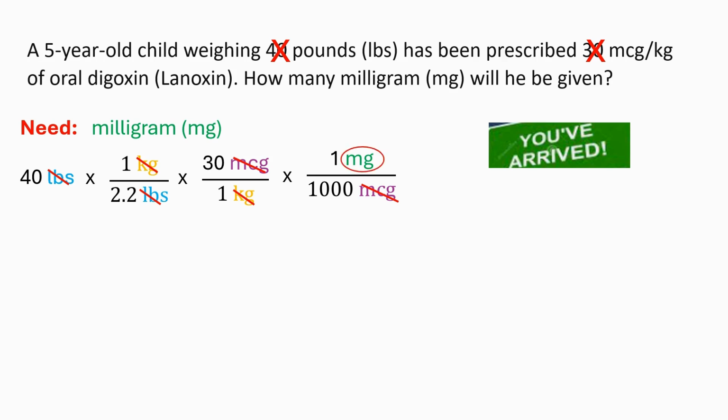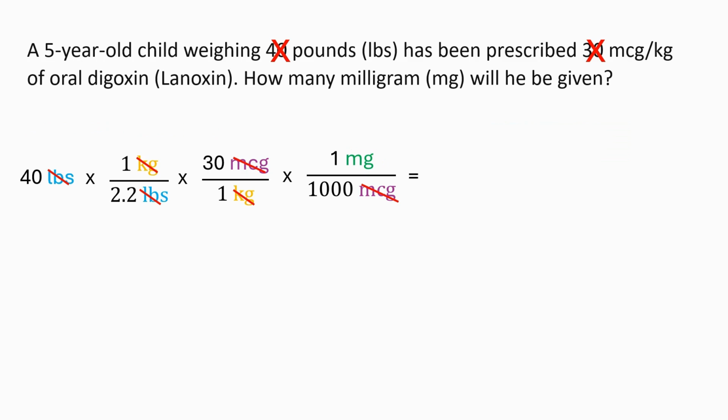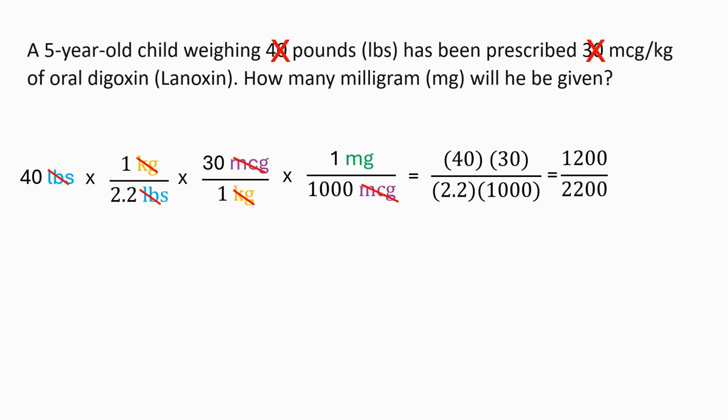Just like when you're driving, after arriving at your final destination, you stop driving. So it means that we are done. So we put our equal sign so we can work out the calculation. We put the numerators together, we multiply them, so 40 times 30 on the top and 2.2 times 1000 on the bottom. So now we have 1200 divided by 2200, and that would equal 0.55 milligram because we rounded to two decimal places. So this is our final answer.